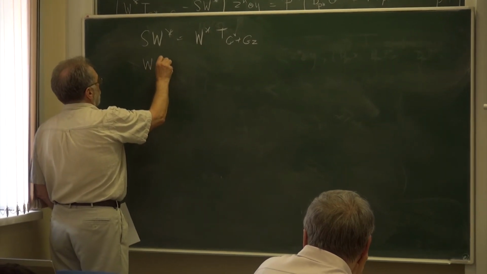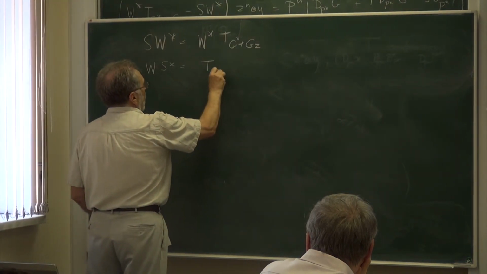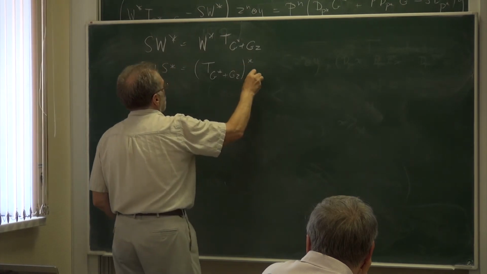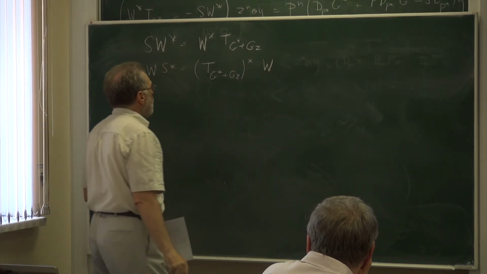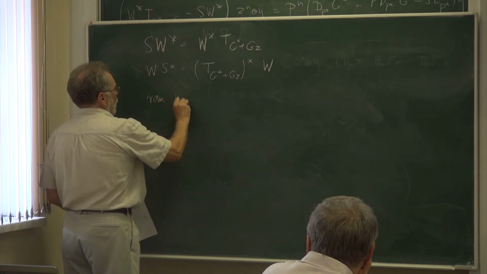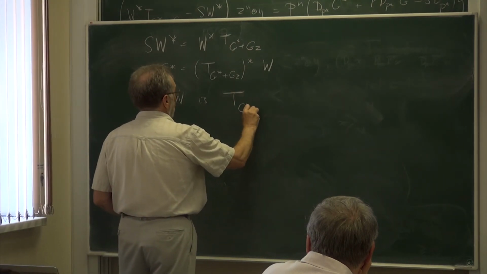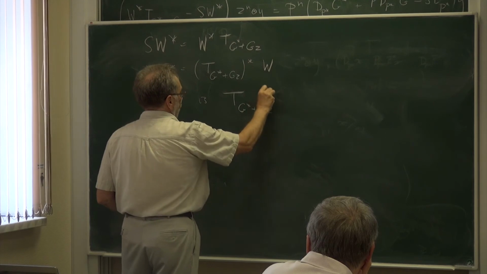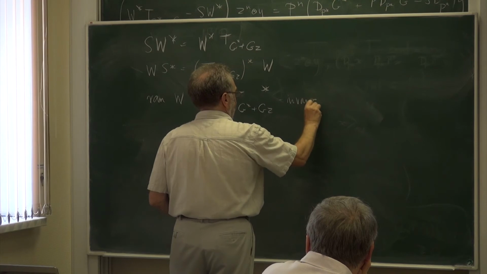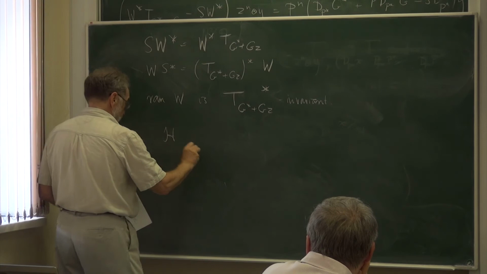So let's take adjoints. WS star is the adjoint of this Toeplitz operator times W. And so that says that the range of W is invariant for this adjoint of a Toeplitz operator. And then we have this, now we have this diagram again.